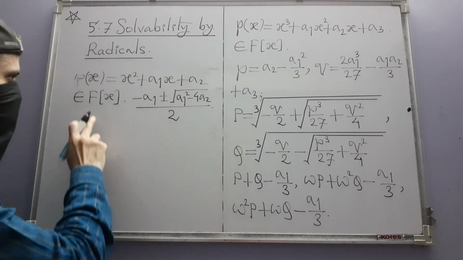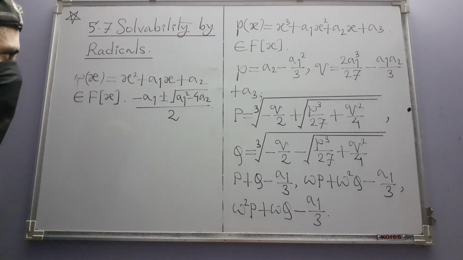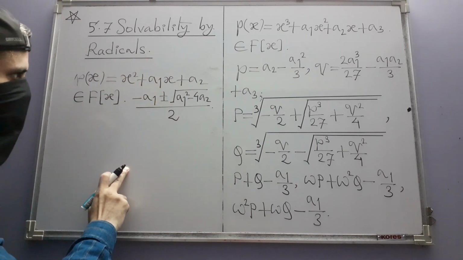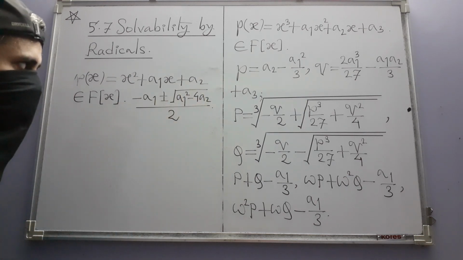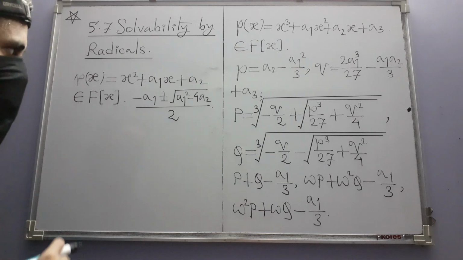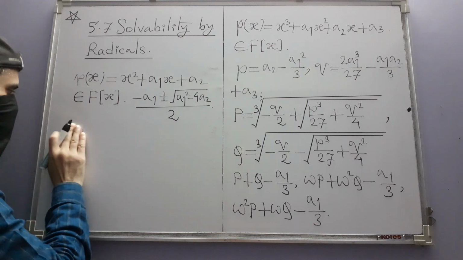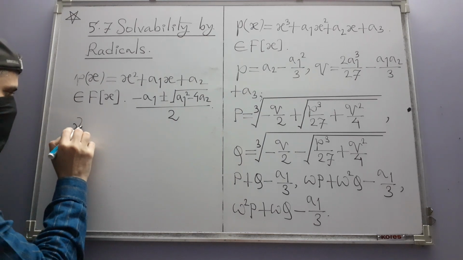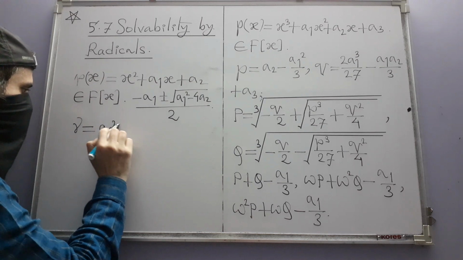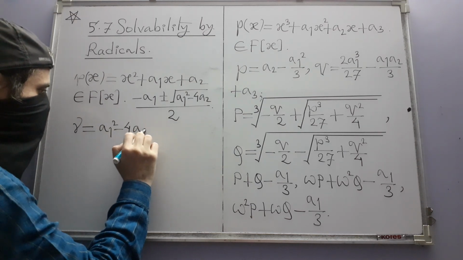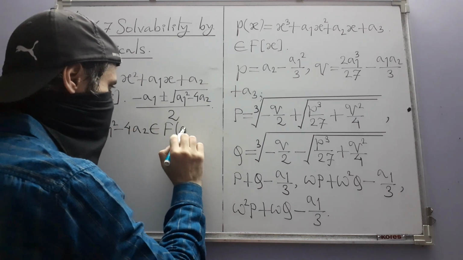Now these two roots may not belong to F, but of course you can adjoin them to F, obtaining an extension of F in which they will lie. Now note that in the previous specific example you had minus 7 here. In place of minus 7, now we are getting a1 square minus 4a2. So just like the previous case, let's just write exactly like what we did there. Let gamma be a1 square minus 4a2, and this of course belongs to this field.